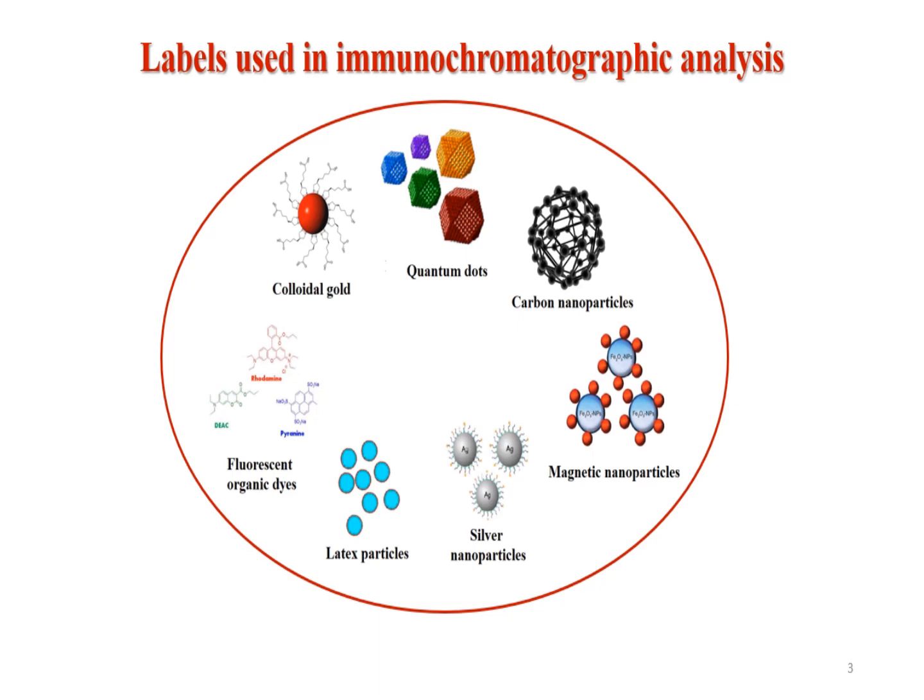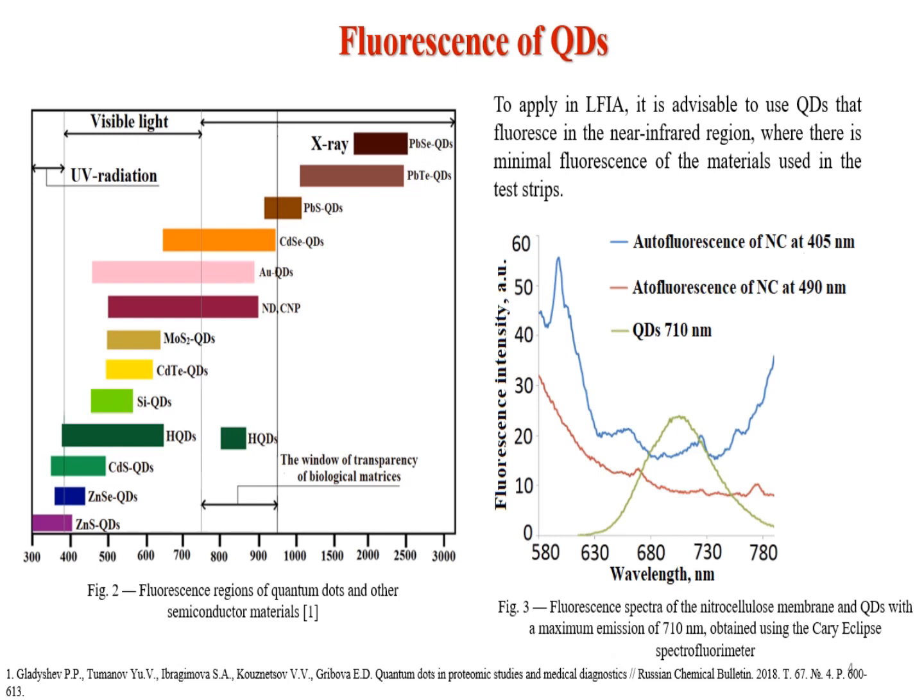Currently, the following markers are used as protein labels in immunochromatographic analysis. Particular attention is drawn to quantum dots, which are semiconductor nanocrystals with unique optical properties. The optical properties of quantum dots can be varied by changing the size and material of its core during synthesis. For the purpose of immunochromatographic analysis, the visible and near-infrared optical ranges are especially important, since it is in the near-infrared region that the transparency window of blood and other biological objects is located.